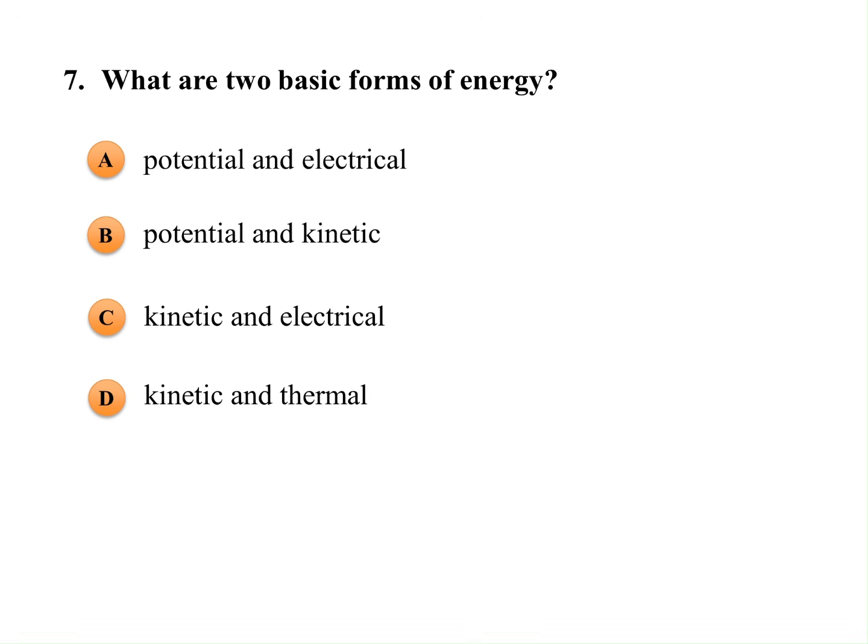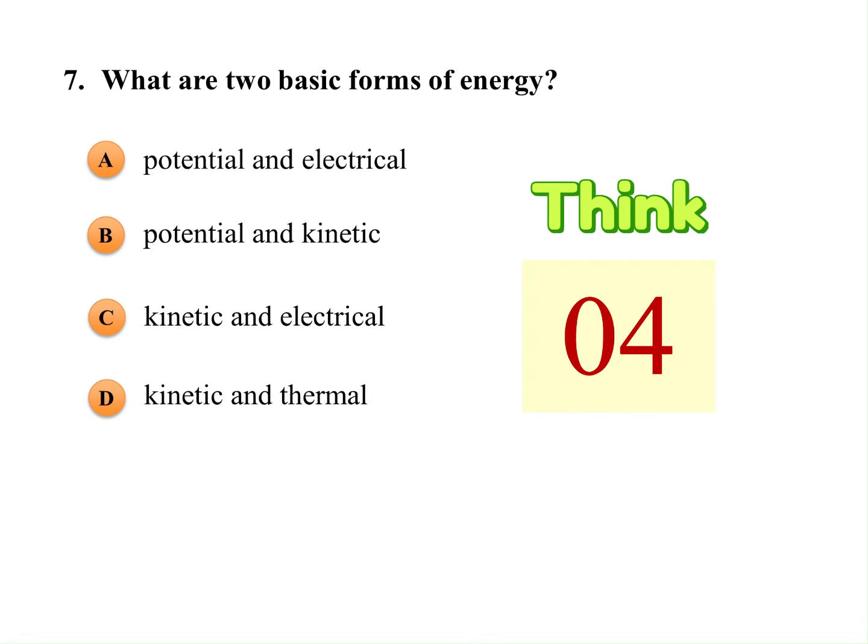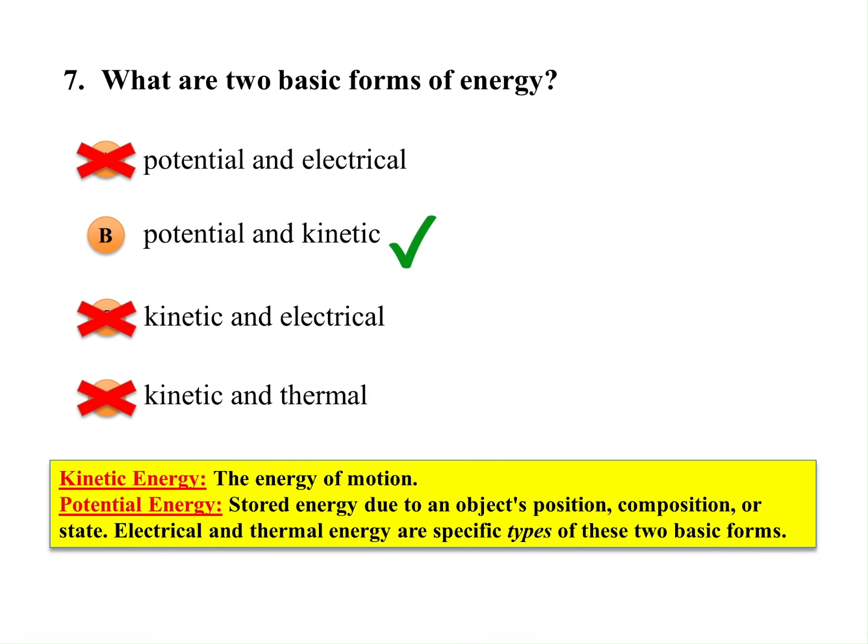What are two basic forms of energy? Of course, the answer is B, potential and kinetic energy.